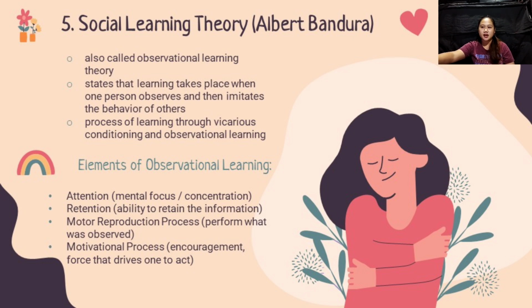Observational learning has 4 elements: attention, retention, motor reproduction process, and motivational process. Attention is the mental focus or concentration. Retention is the ability to retain information. The third one is the motor reproduction process, which is performing what was observed. And then the motivational process is encouragement, the force that drives one to act.